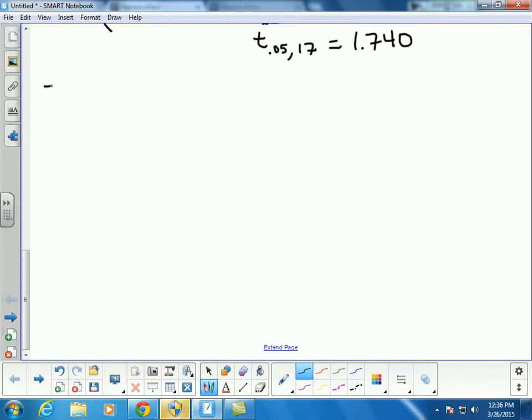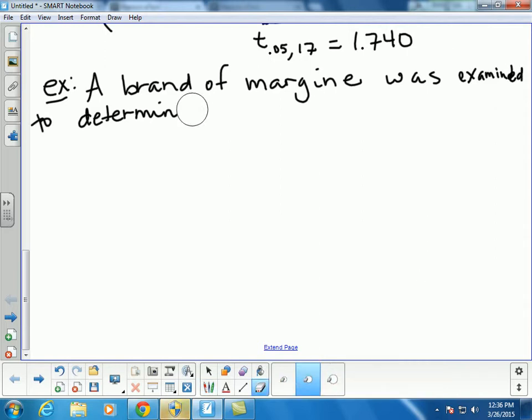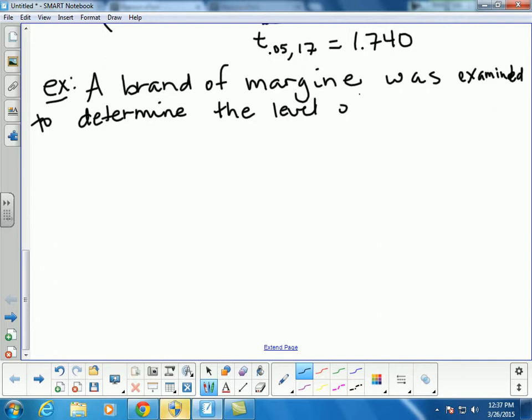so let's do an example here. Okay, here's my example. A brand of margarine, not a very exciting example with margarine involved, but a brand of margarine was examined to determine the level of fatty acid.